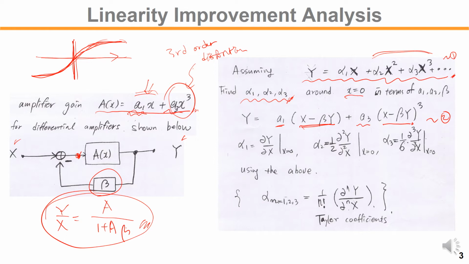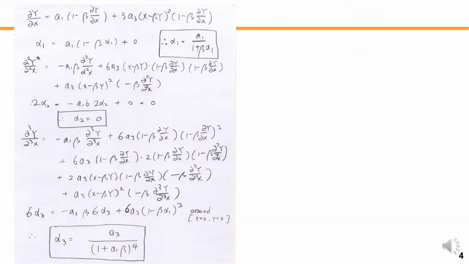From here, we will try to find alpha 1, alpha 2 and alpha 3 by using Taylor theory, right? So take the derivative and find the coefficient. In general, we can find the Taylor coefficient through this kind of relationship, okay? So you have to take the derivative multiple times to get a certain coefficient. This is the actual summary of the derivation that you would have.